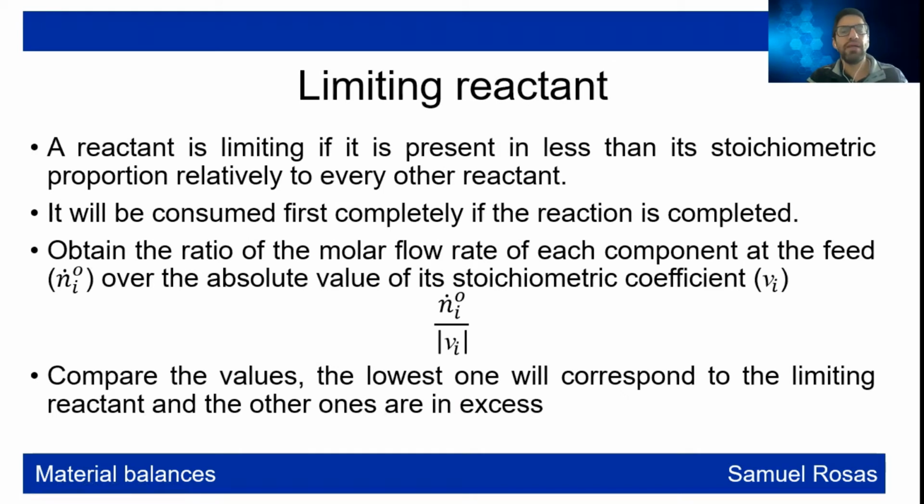And the limiting reactant is the one that is present in less than its stoichiometric proportion relative to the other reactants. So it will be consumed first, completely, in the reaction if it goes to completion. And to obtain the ratio of the molar flow rate of each component at the feed, you must divide it by the absolute value of the stoichiometric coefficient for all of the reactants, and then compare these values, and the lowest one will correspond to the limiting reactant.